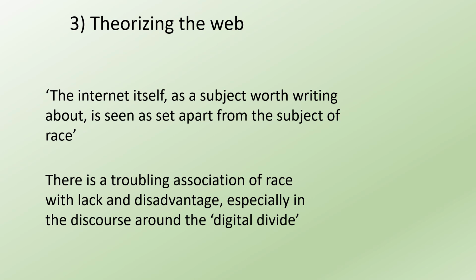All right, so in terms of the third idea, theorizing the web, Daniels argues that the internet itself, as a subject worth writing about, is seen as set apart from the subject of race. Here there's a troubling association of race with lack and disadvantage, especially in the discourse around the digital divide. It gets framed as people of color struggling against disadvantage and lack on one side, and white people with the resources on the other, and that gets reflected in the writing about the subject.